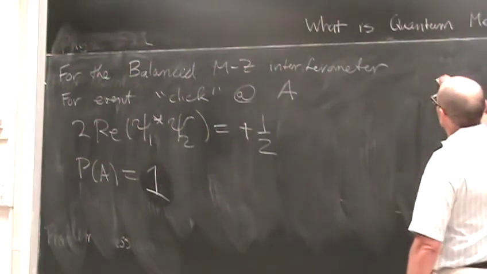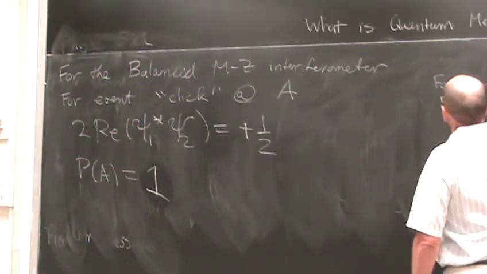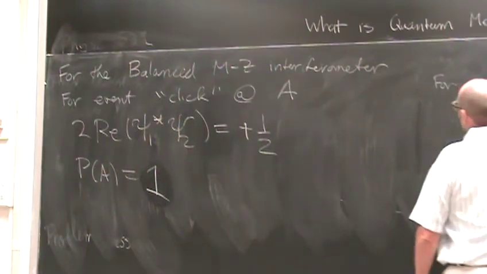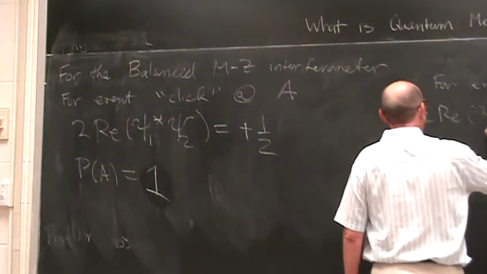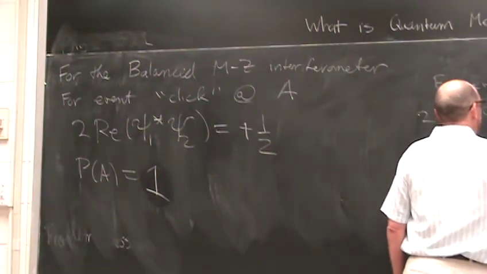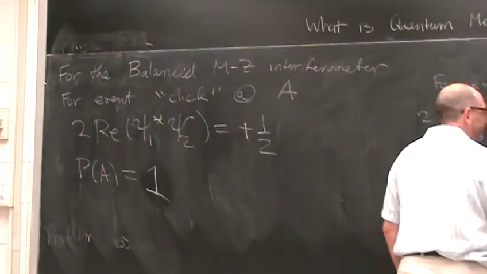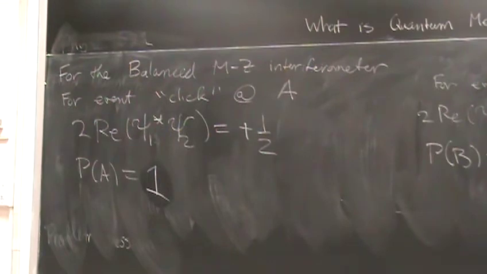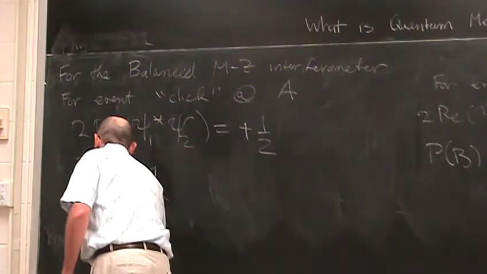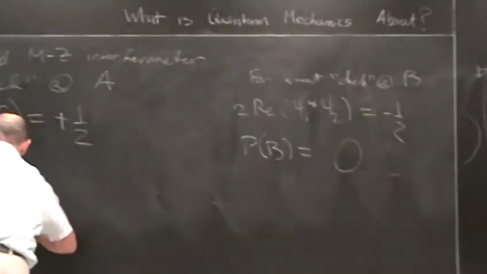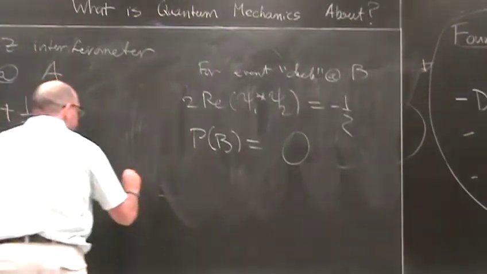Whereas for event click at B, this thing is negative. So the probability for B is 0. This is what we would call constructive interference. And this is destructive.